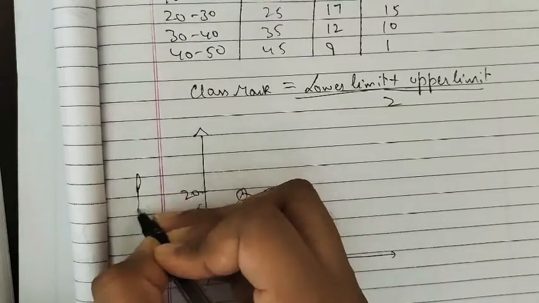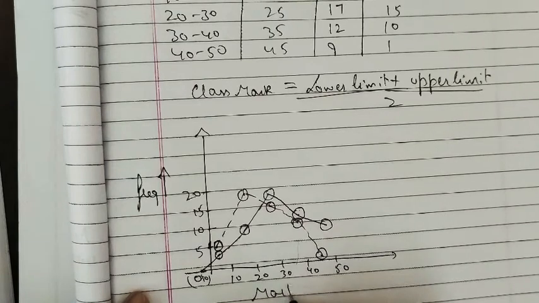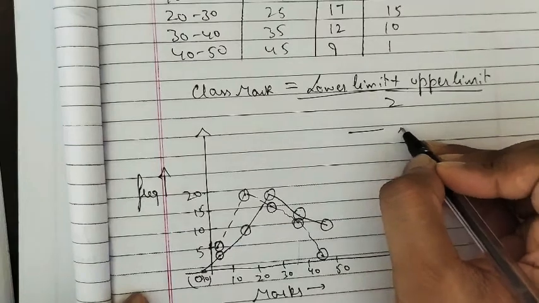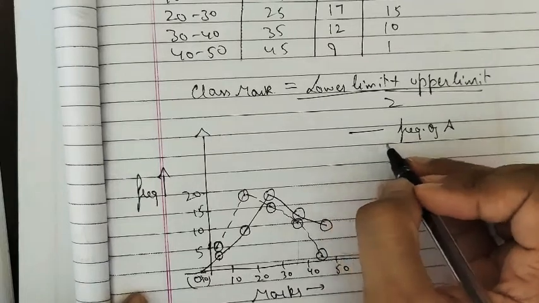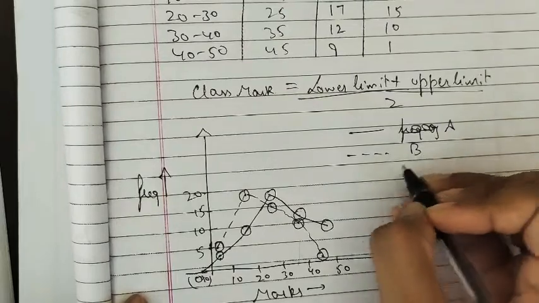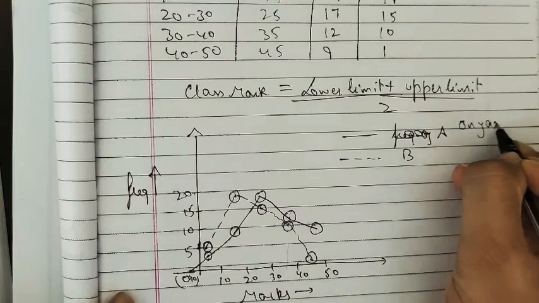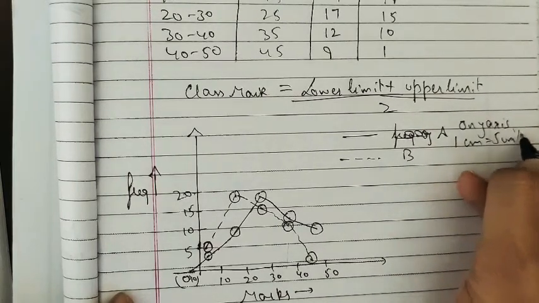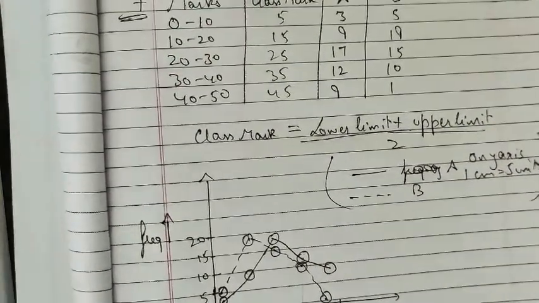So this is frequency, this is marks. This line represents frequency of A, and dash dash dash represents, okay, not frequency, this is of B. And scale we can say on y-axis 1 centimeter is equal to 5 units, right? So this is scale we have used. So in this way you can do frequency polygon.